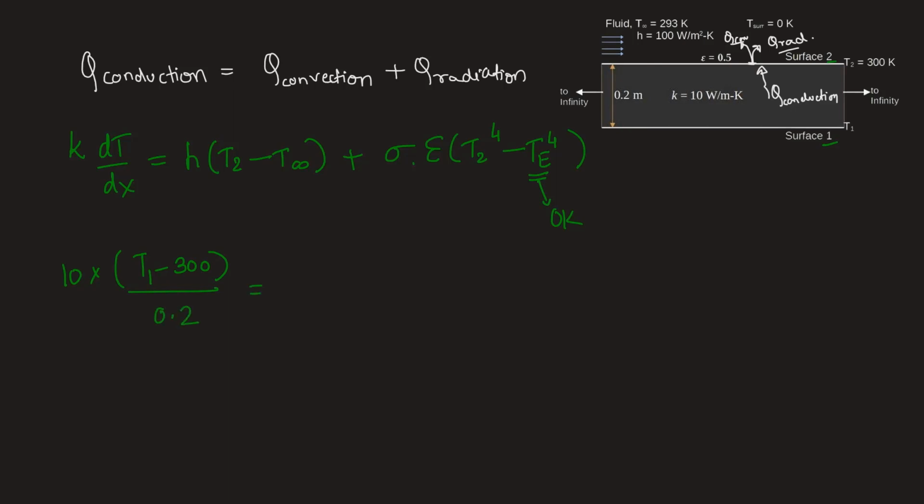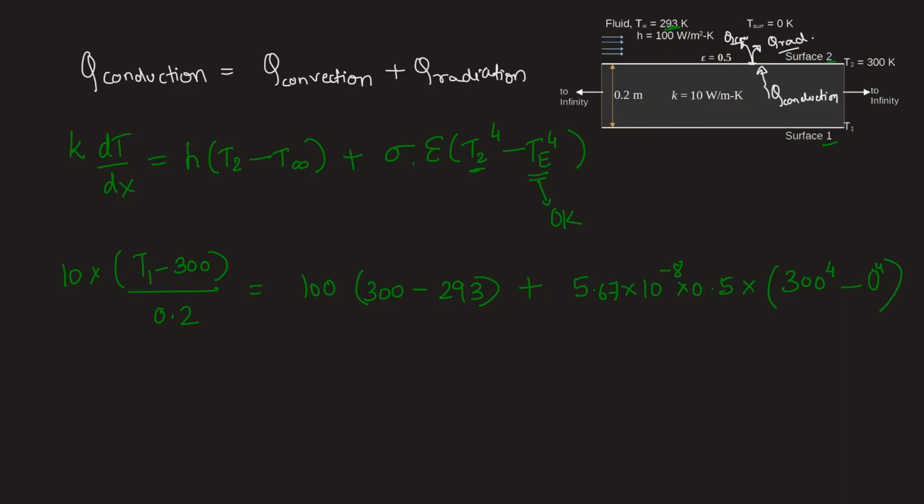This will be equal to the heat transfer coefficient H, which is given as 100 watt per meter square Kelvin. We need not convert any of the units. All units are mentioned in the SI system. Into T2, which is again 300 Kelvin, minus T infinity, which is 293 Kelvin, plus Stefan-Boltzmann constant, which is 5.67 into 10 to the power minus 8 watt per meter square per Kelvin raised to 4. Emissivity is given as 0.5 into T2, again 300 Kelvin raised to 4, minus TE, which I already explained is 0 Kelvin. So 0 raised to 4.